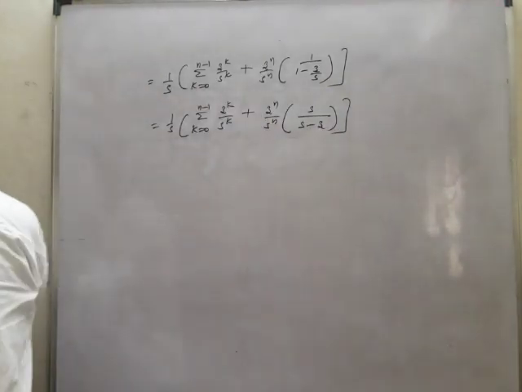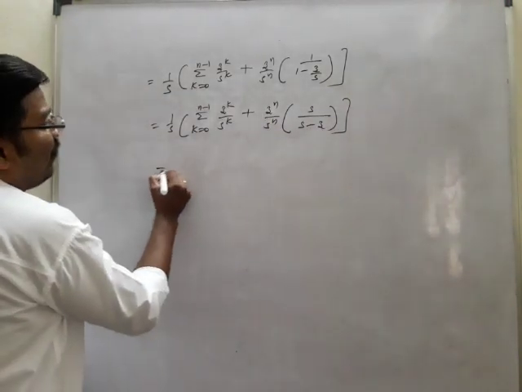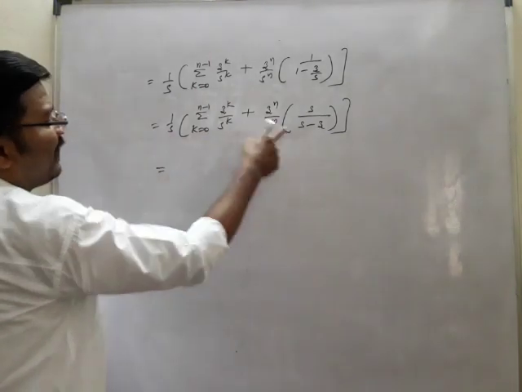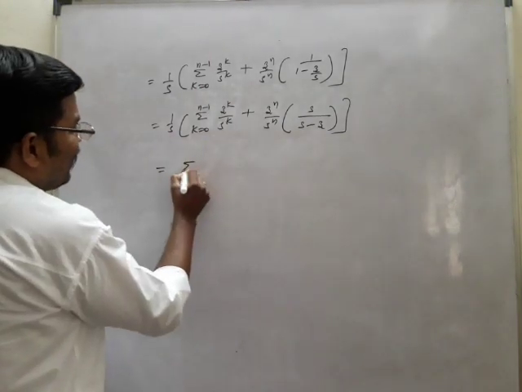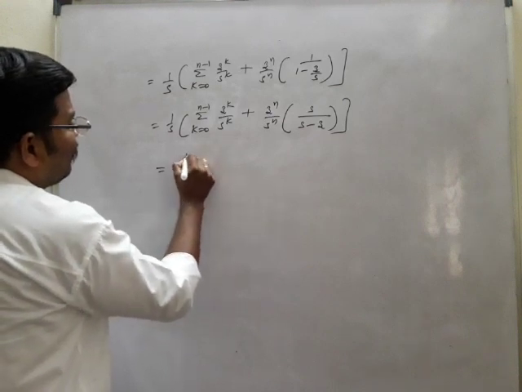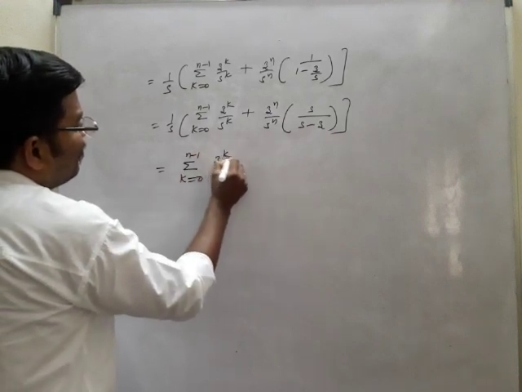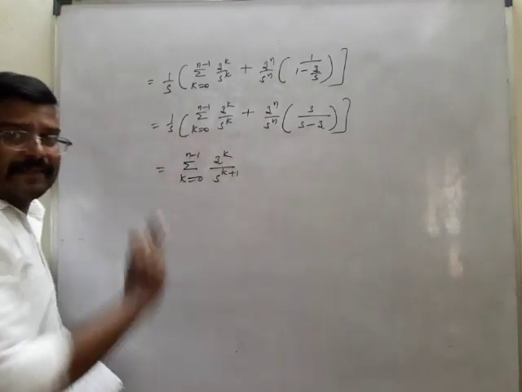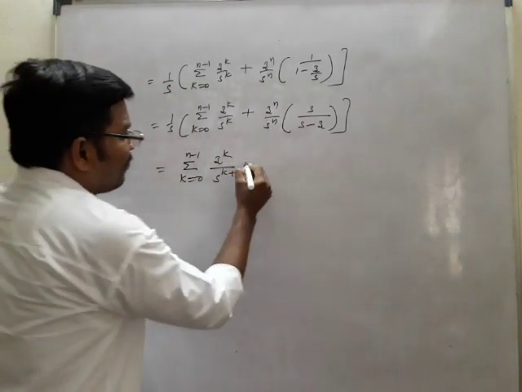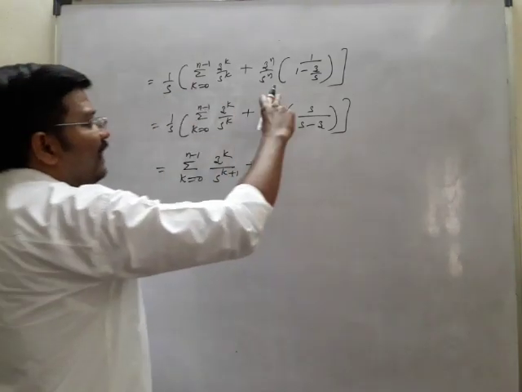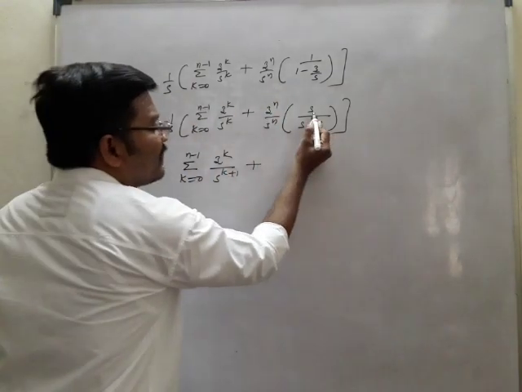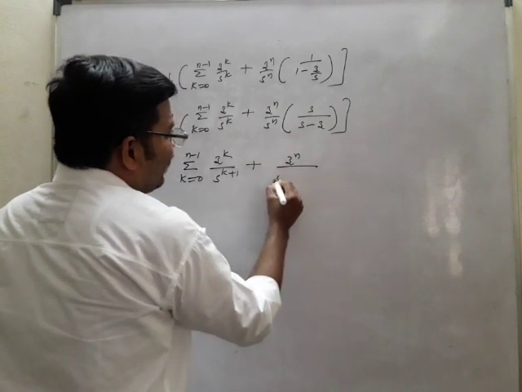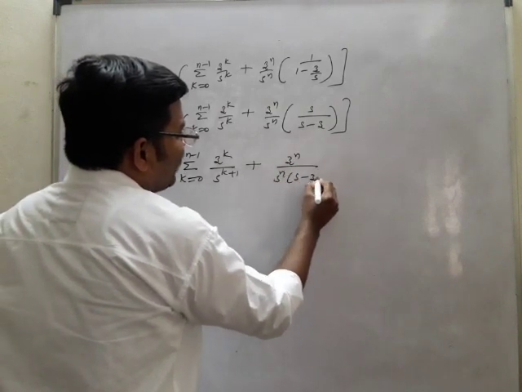What is that now? Okay. Now, yes. So I'll multiply 1 by s inside. Therefore summation k equals 0 to n minus 1 of z power k by s power k plus 1, because 1 by s into s power k plus 1 you will get, plus 1 by s. If I multiply, this s and this s will get cancelled, and you will get z power n by s power n into s minus z.